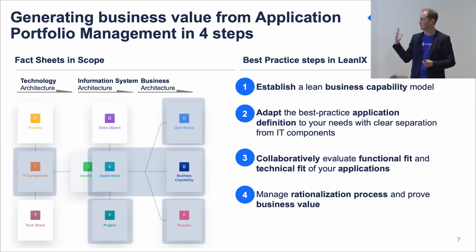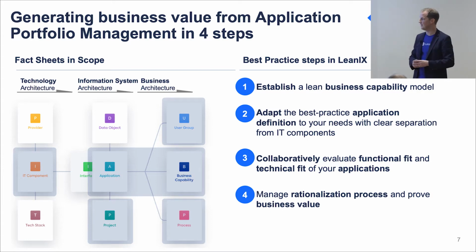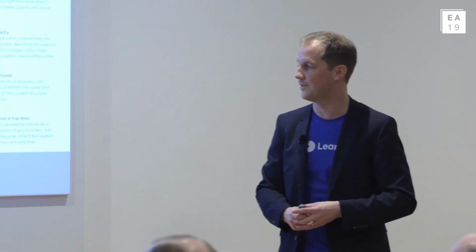It goes through a collaborative approach towards gathering the data. We had, again, Aldi this morning saying about the EA as a mastermind. I believe in it, but I also don't believe in it, because if you think about those large organizations, you will figure out that no organization or no team can have the full knowledge about all applications that are run in a company. And last but not least, how can you manage that rationalization process, and how can you prove business value? So let's start with the first one.